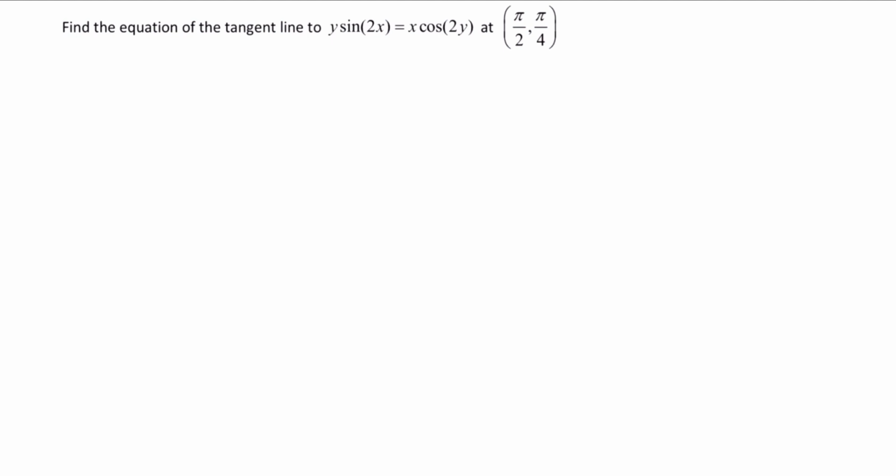Find the equation of the tangent line at a given point. We first need to find the derivative, and notice we need to use implicit differentiation. So we will take the derivative of the left side, y sine 2x, and we'll also take the derivative of the right side, x cosine 2y.